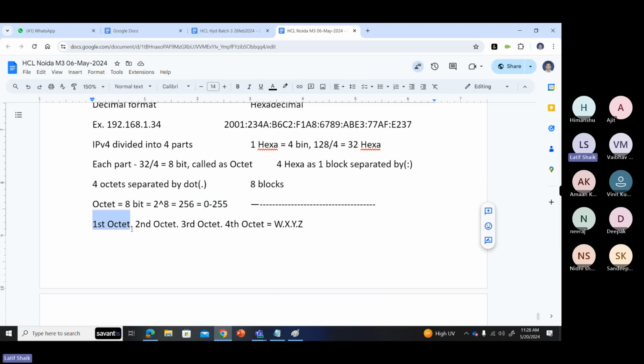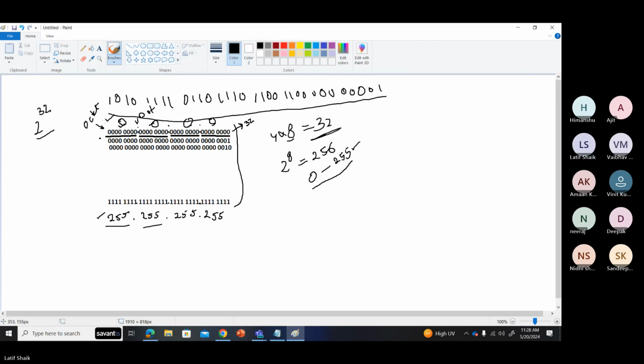The first one we call the first octet, then the second octet, third octet, and fourth octet. That is the traditional name. But for convenience, in certain textbooks, they use W, X, Y, Z. So W dot X dot Y dot Z is used for partitioning purposes. But actually we call them first octet, second octet, third octet, fourth octet.